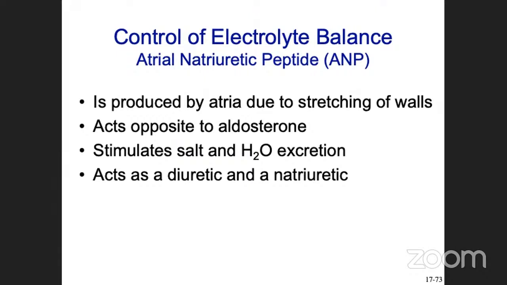So the ANP antagonizes the activity of the aldosterone, right? ANP also prevents the sodium reabsorption by the renal tubules and decreases the water reabsorption. That's why we call it a diuretic. And at the same time, it's lowering the blood pressure. It suppresses the action of aldosterone. It suppresses the action of ADH. It suppresses the action of the renin as well.